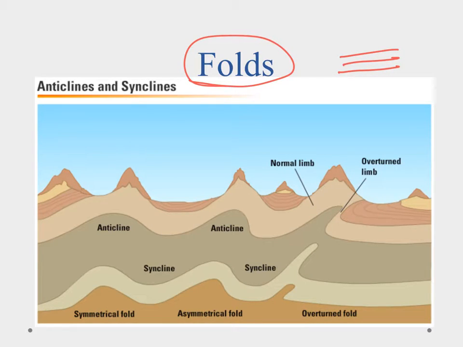Now, two types of the folds that we're going to talk about are an anticline and a syncline. Anticlines are folds where it kind of curves upwards. Synclines are the opposite. That's where it curves and comes downwards. And normally these are going to be in conjunction with each other. That means we'll see anticlines and synclines, and you can see how it lines up if we look. We have an anticline, a syncline, anticline, syncline.